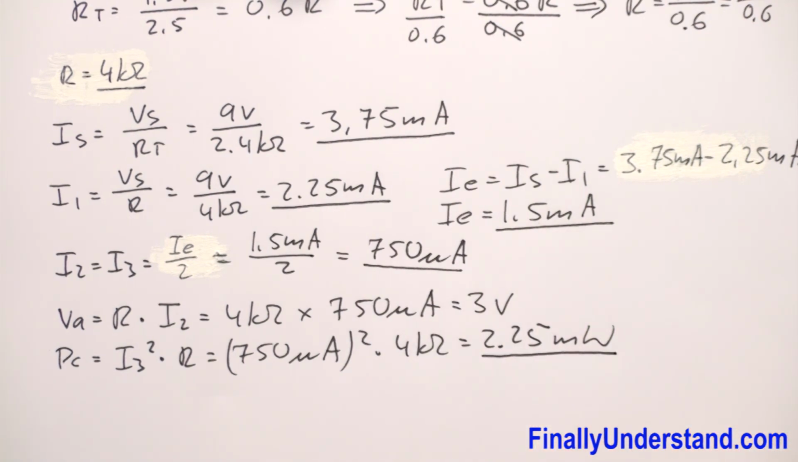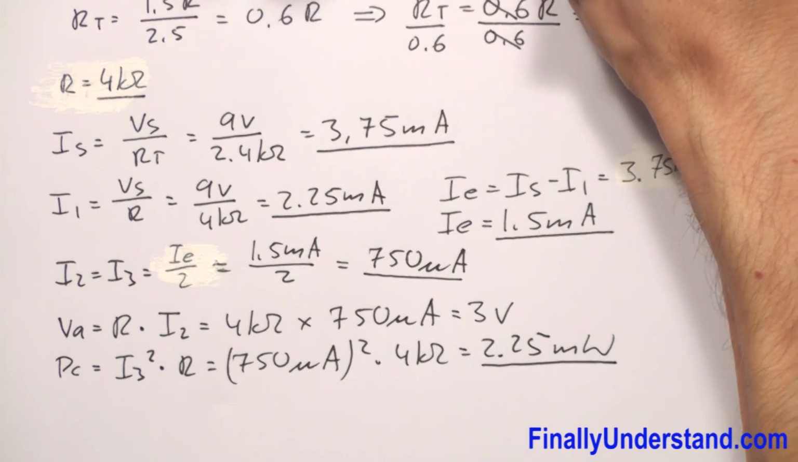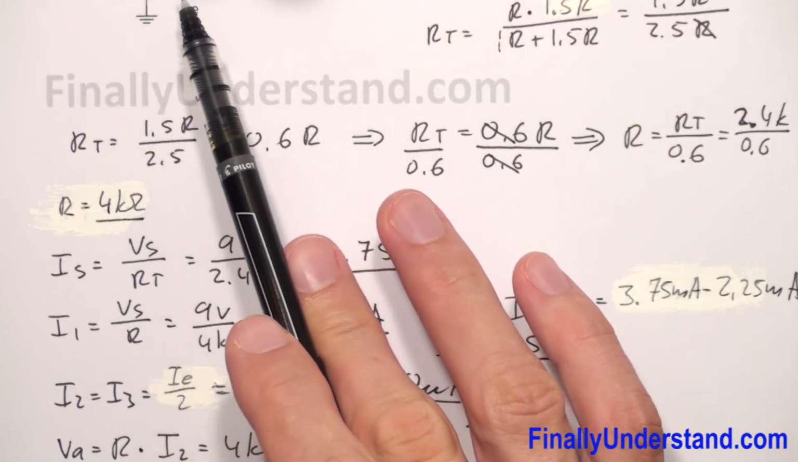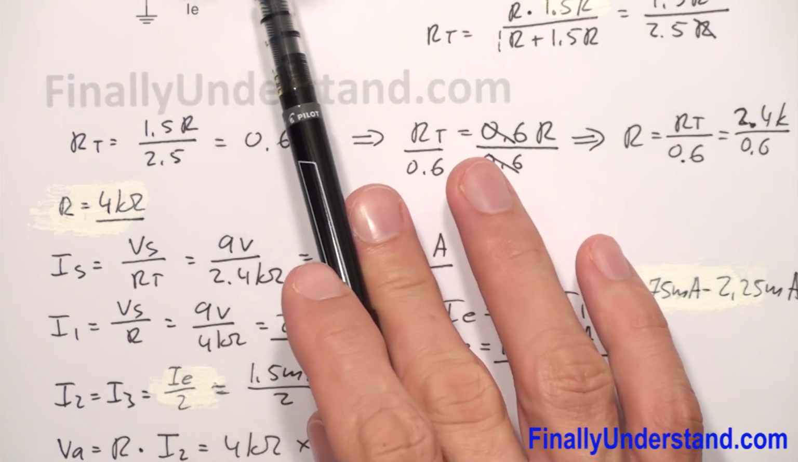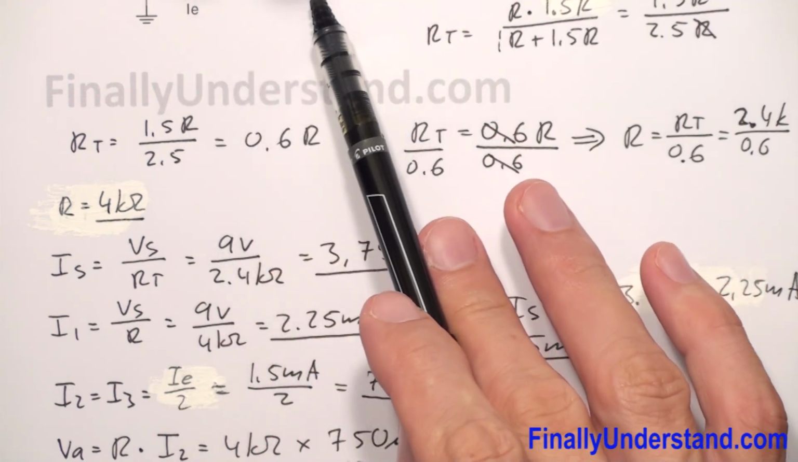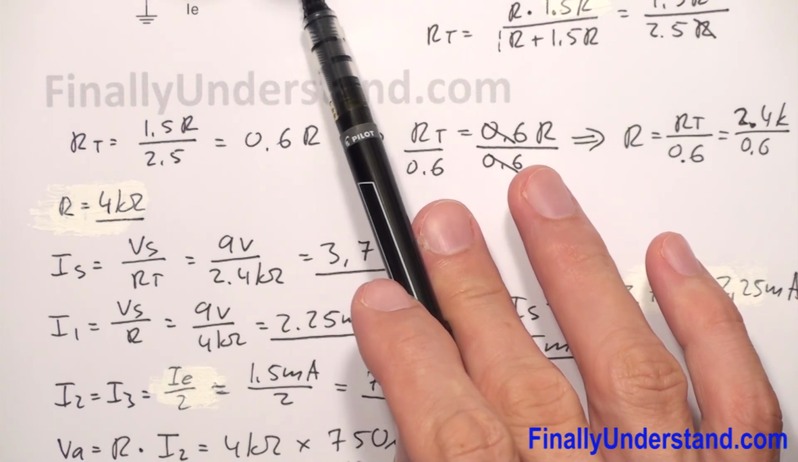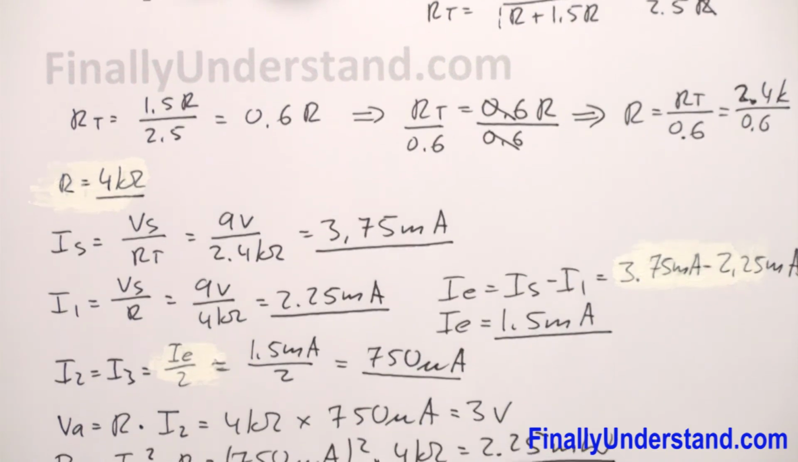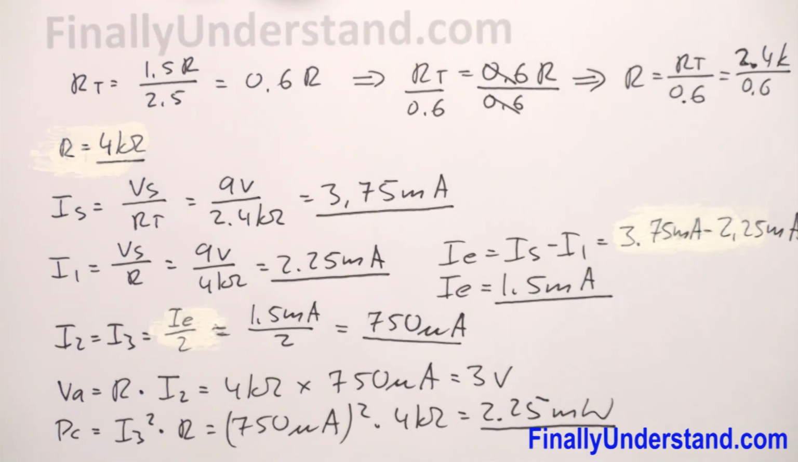Okay, so let's take a look one more time. We found IS, we found resistance, we have VA, which is the voltage across this resistor, and we found PC, which is the power at this resistor. So we can say that the problem is solved.